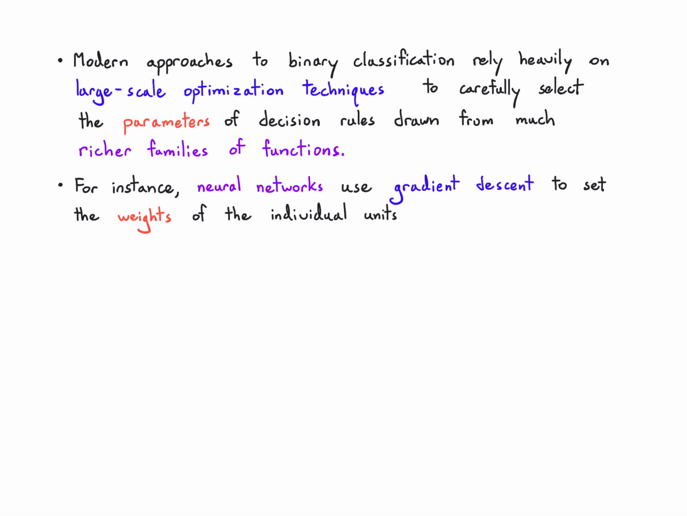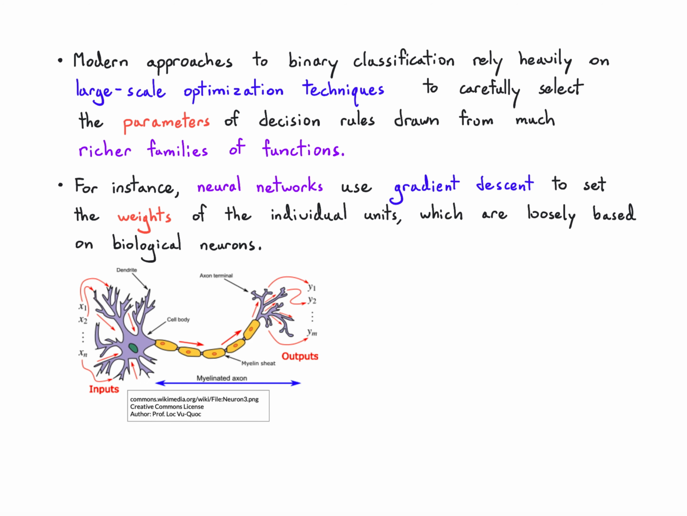And these individual units are loosely based on biological neurons, a very crude approximation of a neuron. So if this is a neuron, here's a cartoon illustration of a neuron that I borrowed from Wikimedia. You can see the inputs coming in, and then you're getting outputs. That's just a rough approximation of how to think about it.